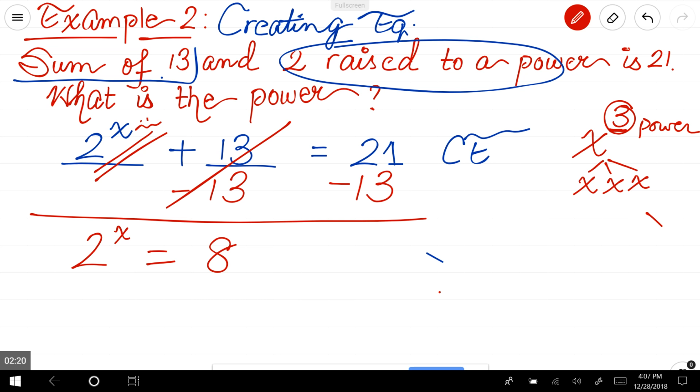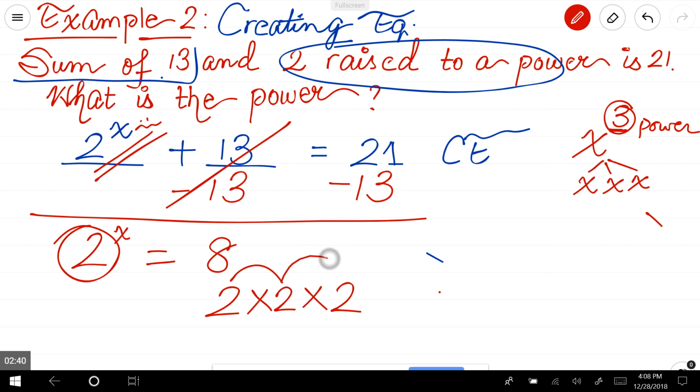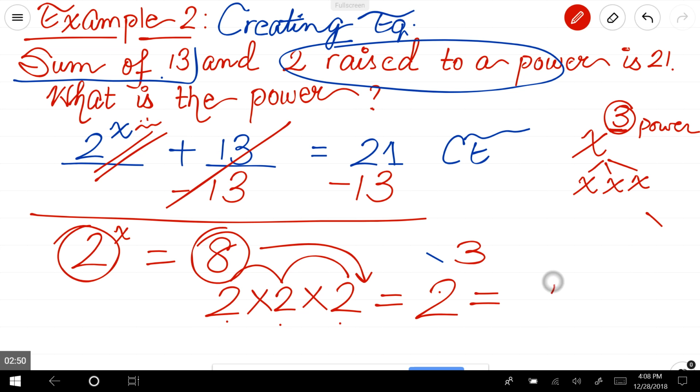Now we have to calculate x. There is an easy way to calculate. Think about it as, if I multiply 2 a certain number of times, how many times will give me the answer 8? If I multiply 2 times 2, it has given me 4 but not 8. Okay, how about adding another 2? 2 times 2 is 4, 4 times 2 is 8. So yes, I have gotten the answer that I was looking for. How many 2's did I use? 3. So that means 2 to the power of 3 is 8. They were asking me the power. The power is 3.